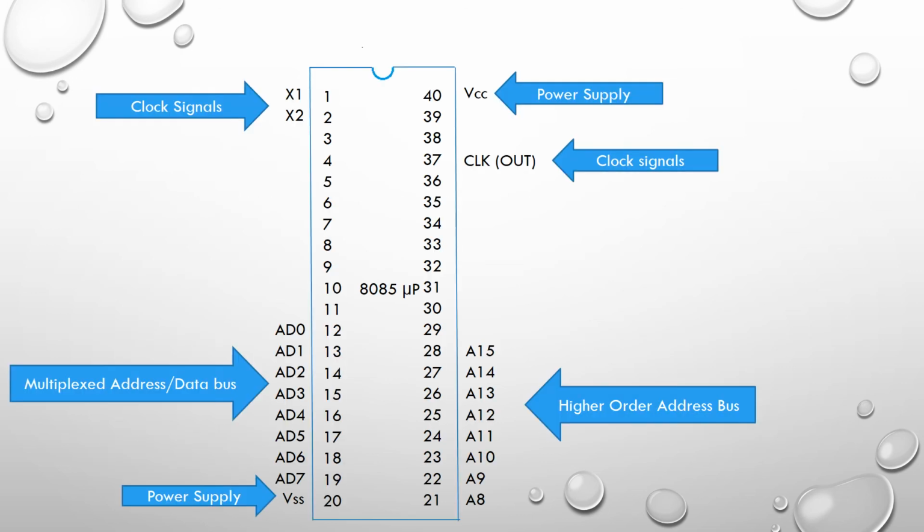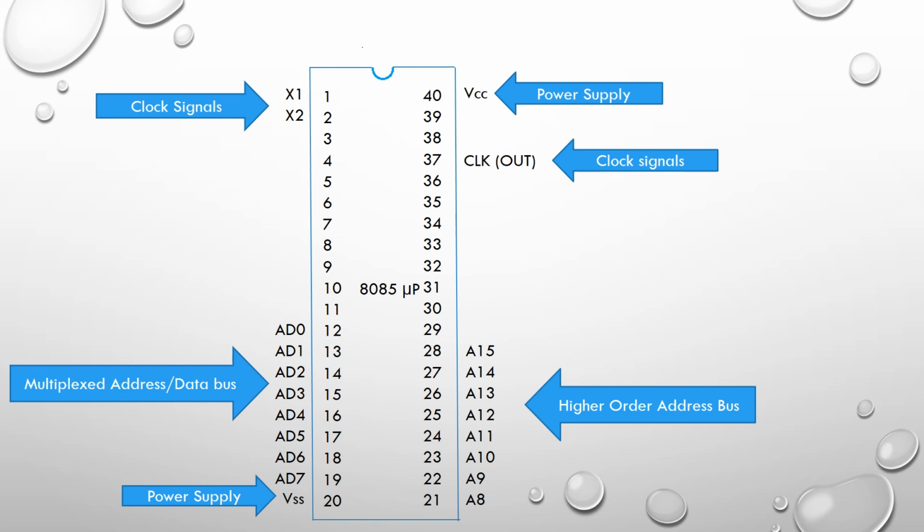In today's class, we have discussed a few pins of the 8085 microprocessor, starting with the clock signals, multiplexed address and data bus, power supply, and higher order address bus. How much power supply does the processor require for operation? Just a plus 5 volt DC power supply, which is given to pin number 40 and grounded at pin number 20. Clock signal: the crystal frequency is 6 megahertz and the operating frequency is 3 megahertz.